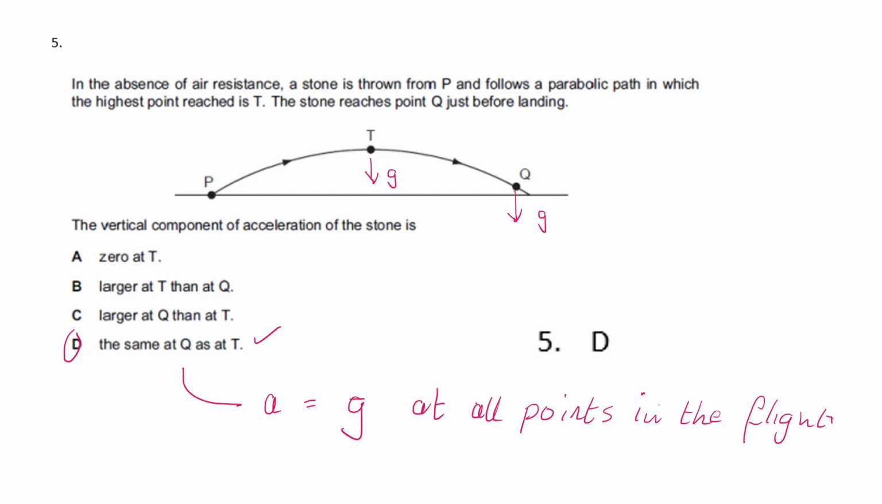So at all points in the flight, the vertical component of acceleration is going to be the same, and we're ignoring air resistance. So that means that at all points in the flight, at T and at Q, there's the acceleration of free fall, or g, which is acting directly downwards on the object. So the answer here is D, the same at Q as at T.